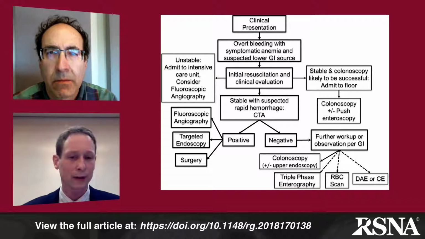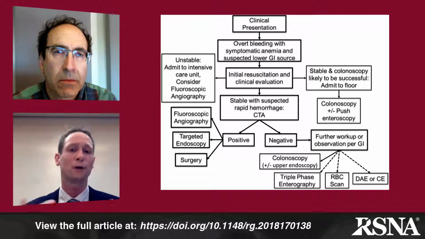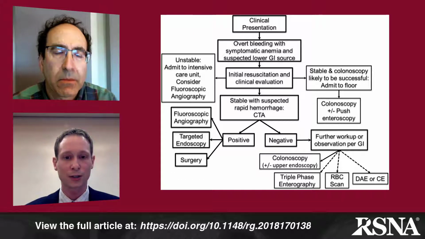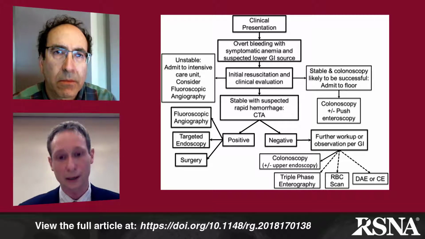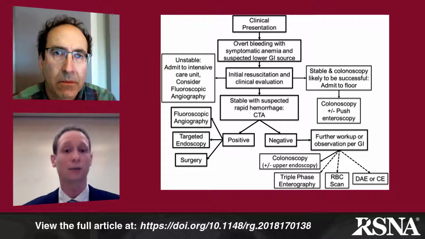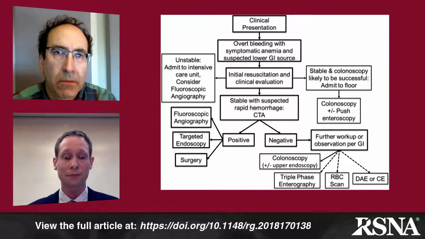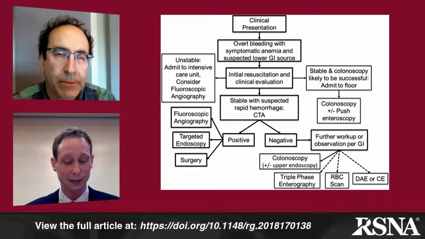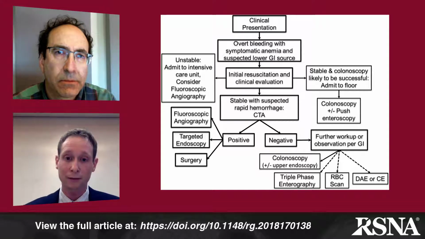Patients, on the other hand, who are unstable or who aren't responding appropriately to resuscitation, they need an emergent diagnostic evaluation and treatment. And so they'll go to the left of this diagram and they'll go to fluoroscopic angiography, which is perfectly suited for this purpose. It can be instituted rapidly, and not only can they diagnose the cause of bleeding, but they can treat it all in one setting.